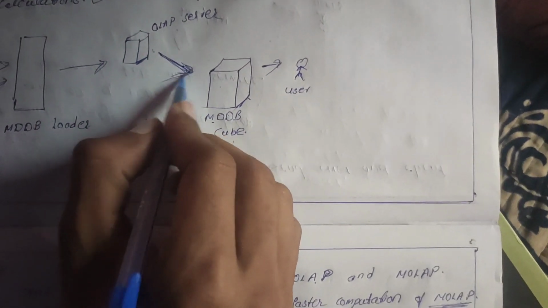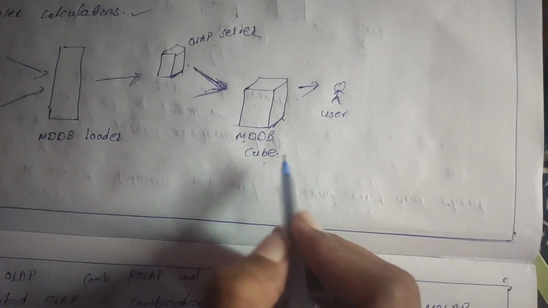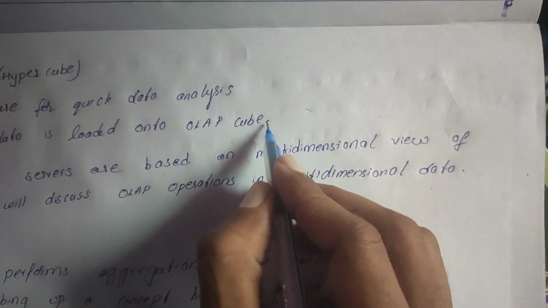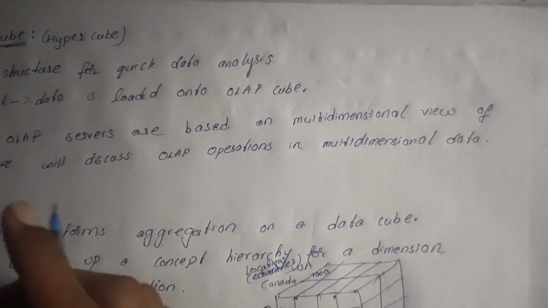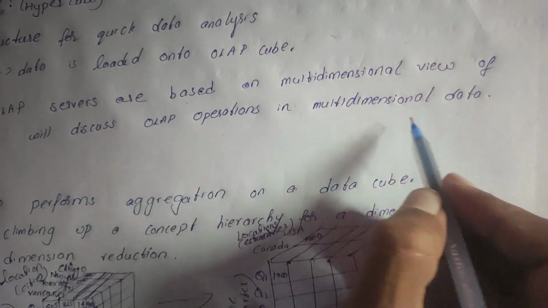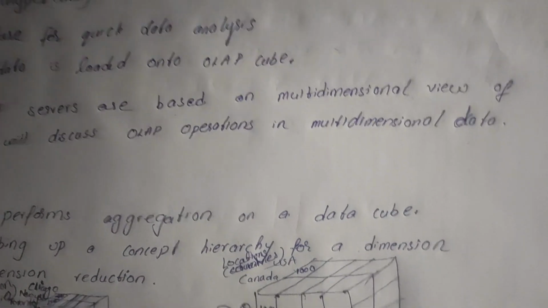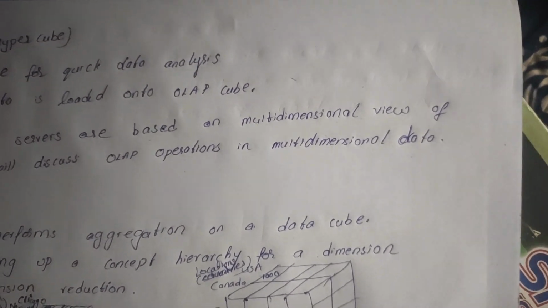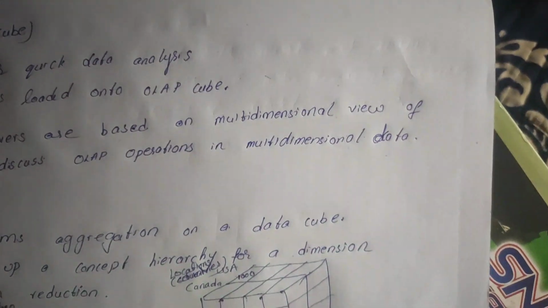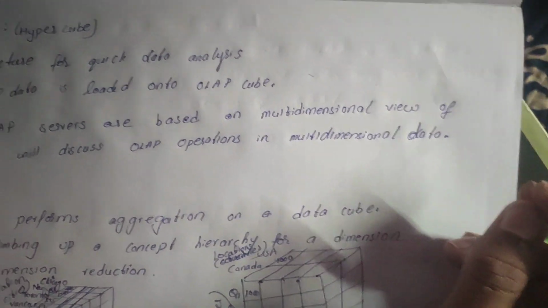In the previous class we saw that by using OLAP servers, the data is stored in the multidimensional database cube. Since OLAP servers are based on a multidimensional view of data, we will discuss OLAP operations in multidimensional data only. Since the data warehouse can store multidimensional data, these OLAP operations are also multidimensional. We have to represent them by taking a cube as an example.